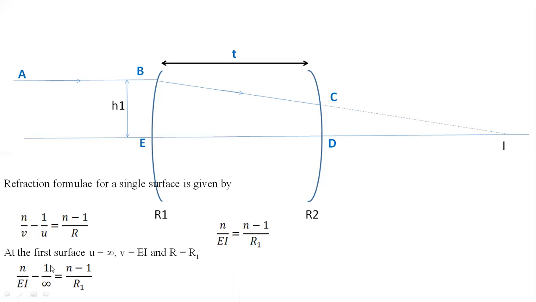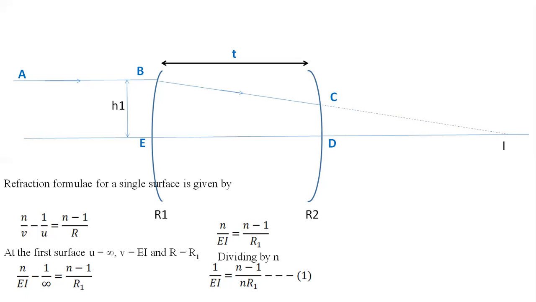Then the equation 1/∞ is 0, therefore n/ei is equal to (n−1)/R1. Dividing the equation by n, we get 1/ei is equal to (n−1)/(n R1), because we have to divide this equation by n. Here n gets cancelled, so 1/ei is (n−1)/(n R1). This is equation number 1.